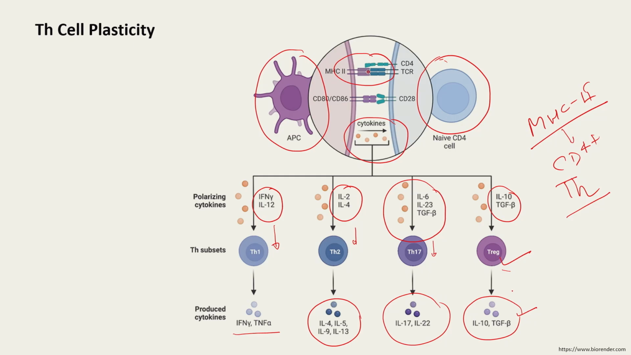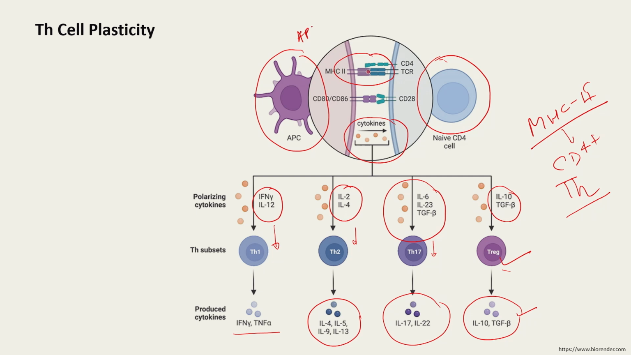So just to summarize the Th plasticity, or the T helper cell plasticity: once the cells are stimulated by antigen presenting cells by various pathways, we'll try to see this CD80 and 86 stimulation to CD28 molecules when we discuss in our next module about co-stimulation. So I'm not going to discuss this one here, but we'll see it in our future classes.